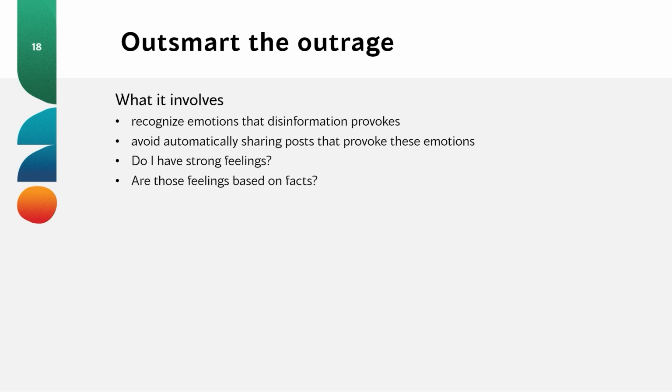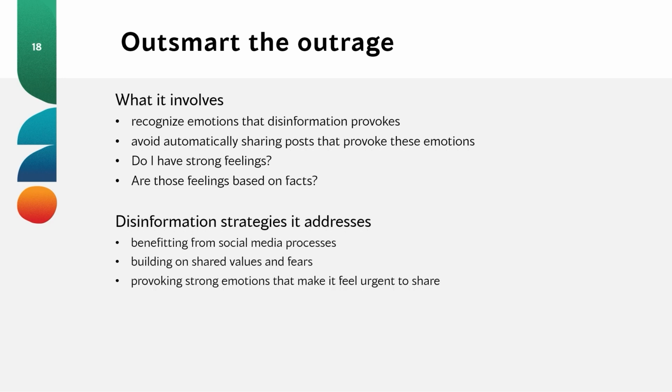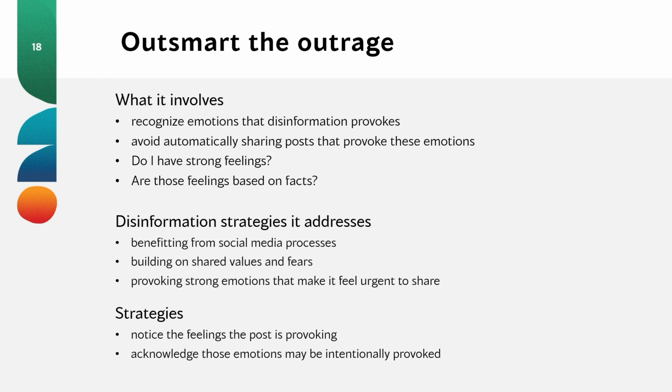Creators of disinformation benefit from social media processes that send us content related to issues we care about. Disinformation builds on our shared values and associated fears to capture our attention. Then it provokes strong emotions that make it feel urgent to share. Strategies we can use to outsmart outrage include noticing the emotions the post is provoking, acknowledging that these emotions may be intentionally provoked to mislead us, and tracking down the truth to confirm whether our emotional reaction is justified.